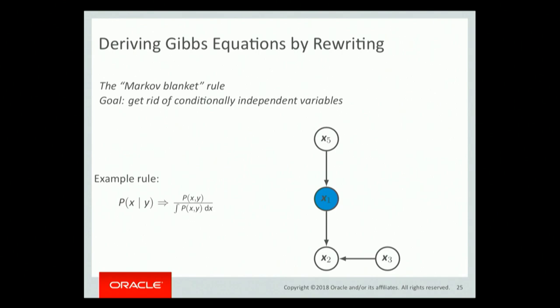I'm conditionally independent on these. So that's the most basic one. But then some of these rules become very interesting and somewhat complicated. So let's say, for example, that you want to compile a program that happens to represent a mixture model or a mixed membership model.